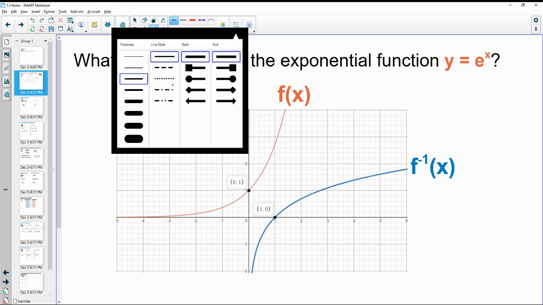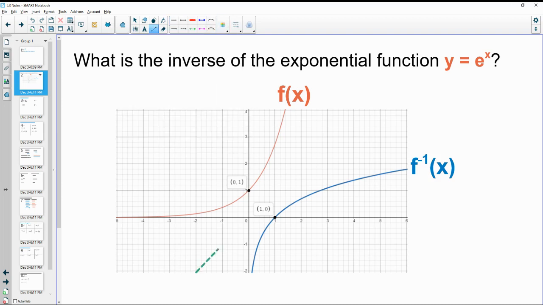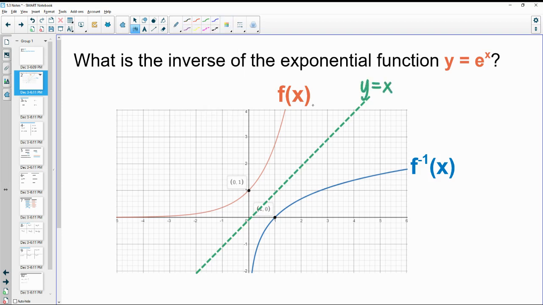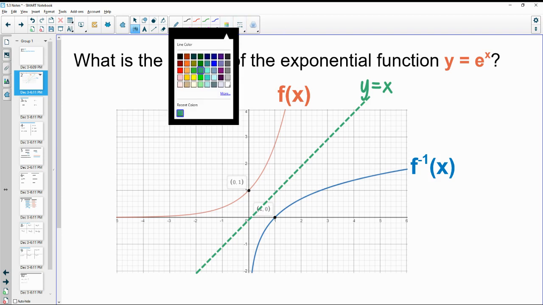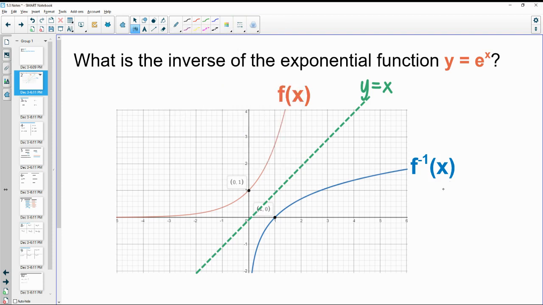And then remember that inverse functions are just reflections over the line y equals x, because to find an inverse, we just switch the x and y. So then if you look at this as a reflection line, you'll see that we create this inverse function, which is the logarithm function that we're going to be talking about here.